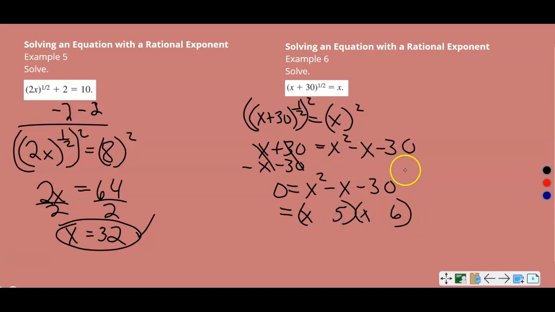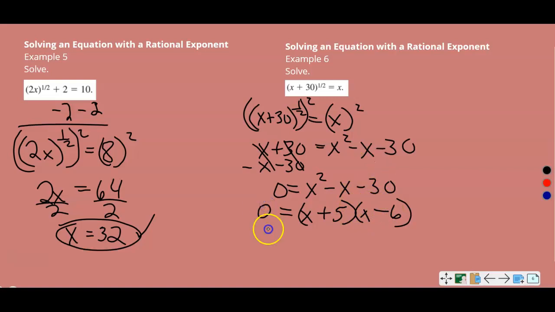I need to multiply to get a negative number, which means I need to have opposite signs. I need one positive and one negative. The bigger number has to be the sign in the middle. So the bigger number has to be negative. So this one's positive. Always check it to make sure. X times x is x squared. Minus 6x plus 5x is negative x. 5 times negative 6 is negative 30.